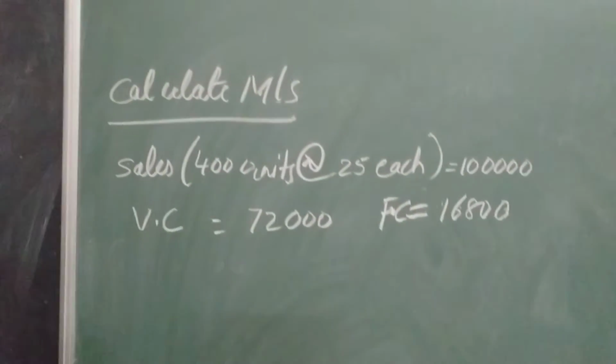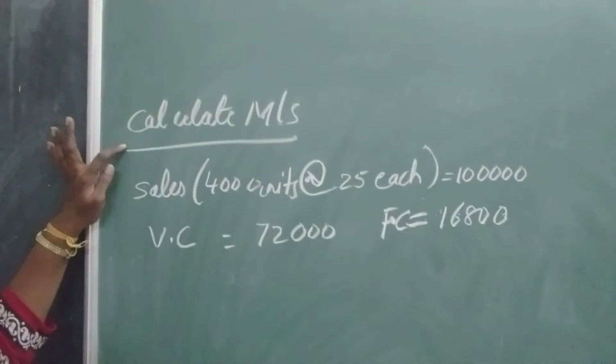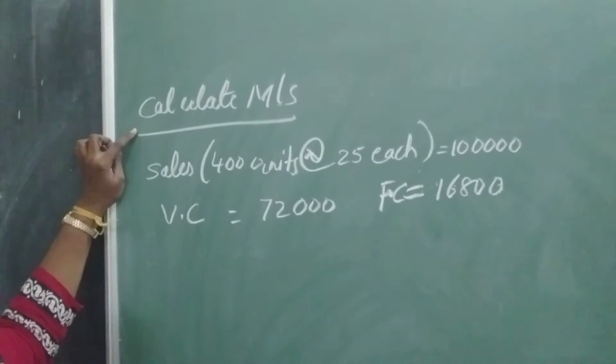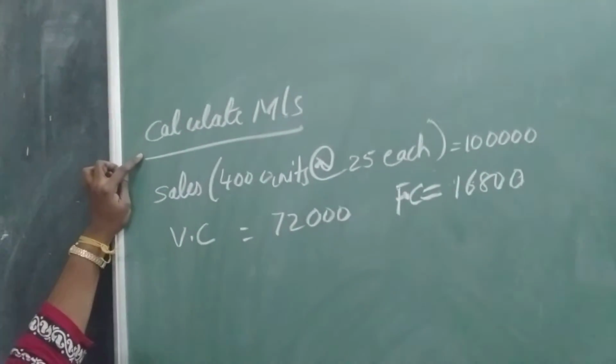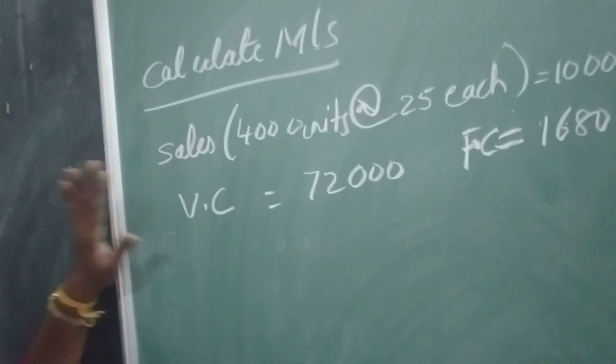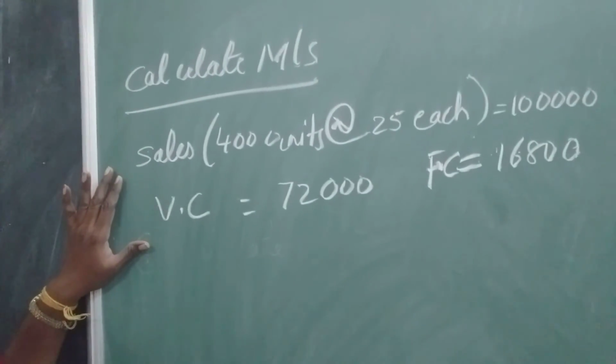So next question I wrote. Next question, you are able to see the next question. So what did he tell us to calculate? He told us to calculate margin of safety. Okay, margin of safety, we have 3-4 formulas. According to the given information, we are going to apply the formula here.